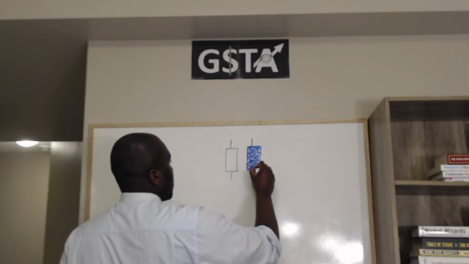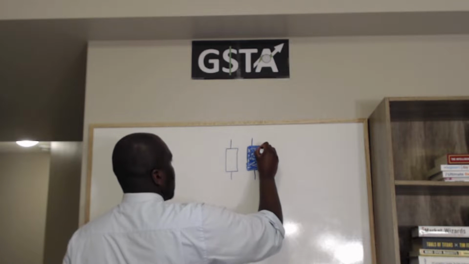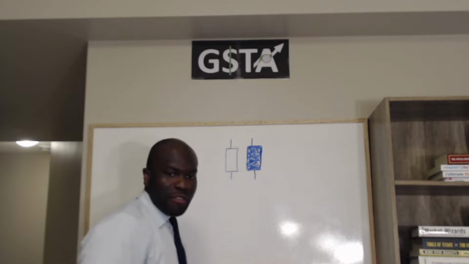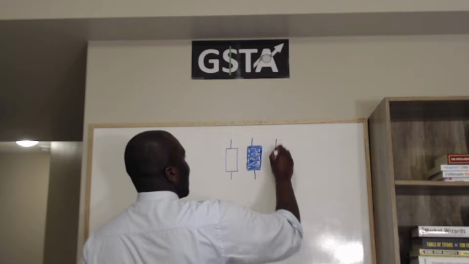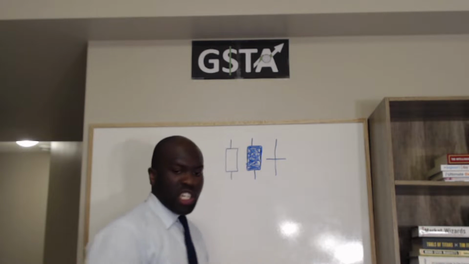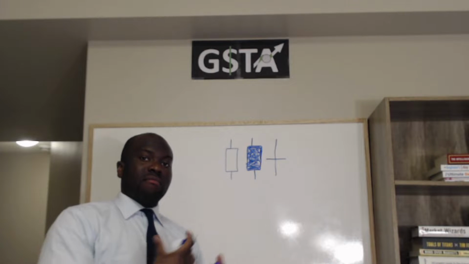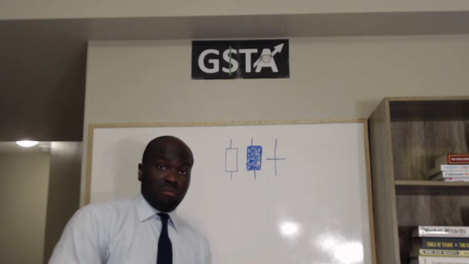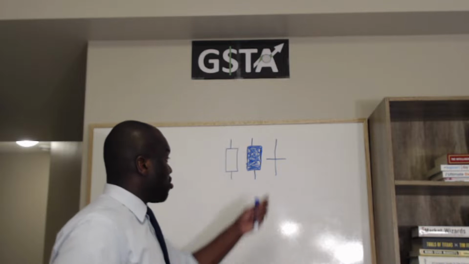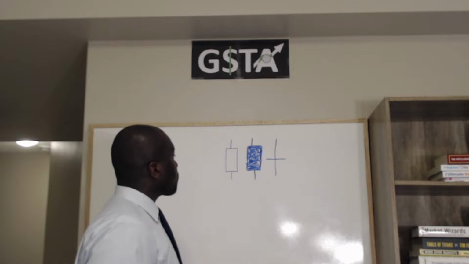I'm not good at drawing, but I do my best, so don't laugh at me. And we do have a doji, which is a cross. We can't see if it's bullish or bearish. It's just a cross.